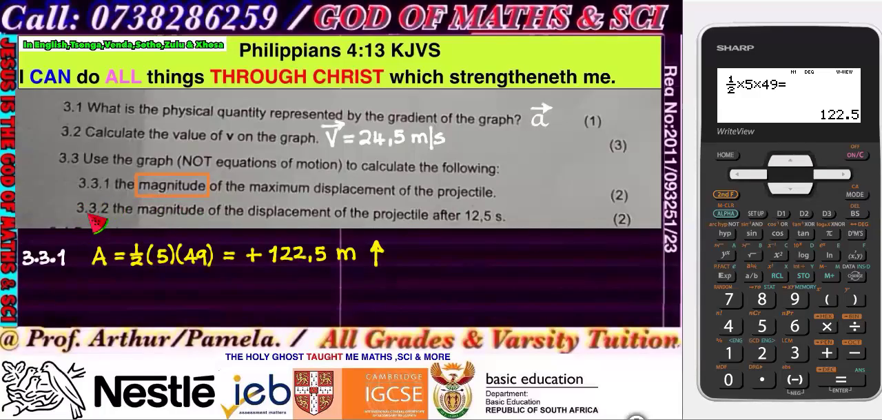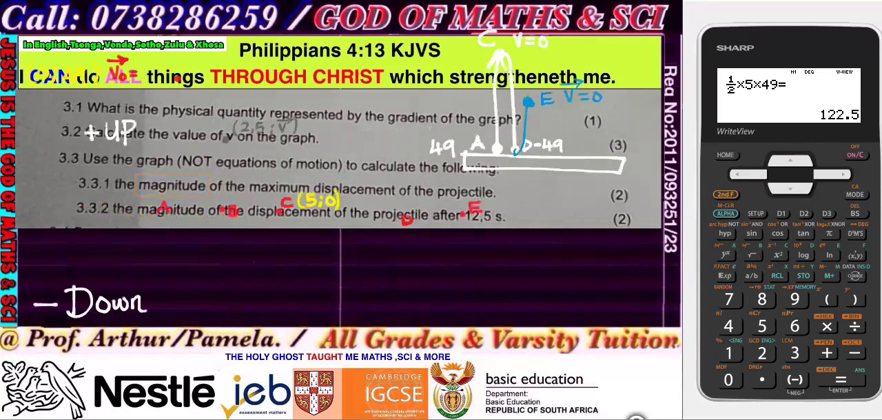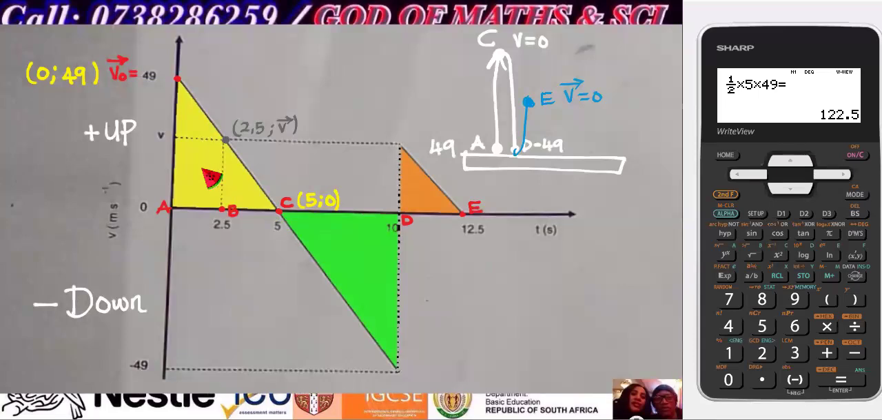Now we go to 3.3.2. It says we are to calculate the magnitude, again, can you see, of the displacement of the projectile after 12.5 seconds. So that means I must take the yellow triangle, take the green, and also the orange, because it's up to 12.5 seconds. All right, so we already have the area of the yellow.